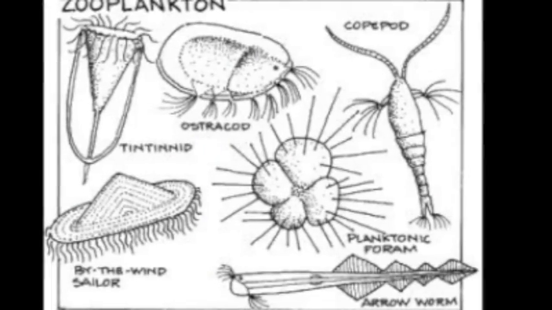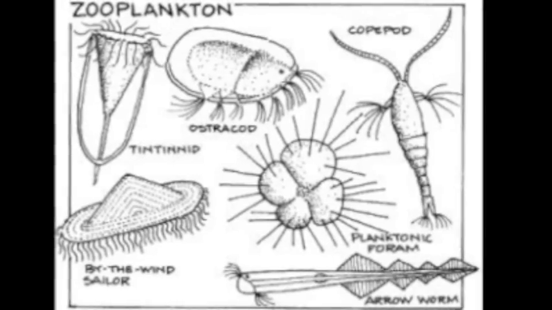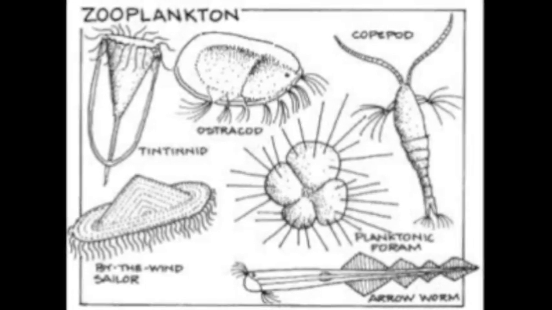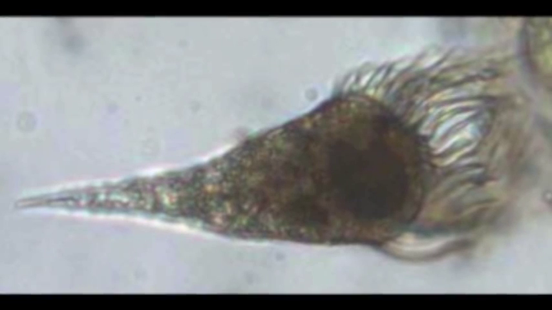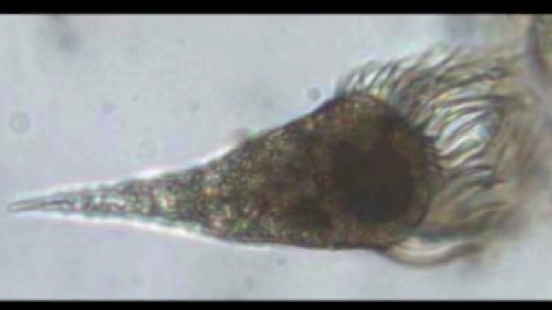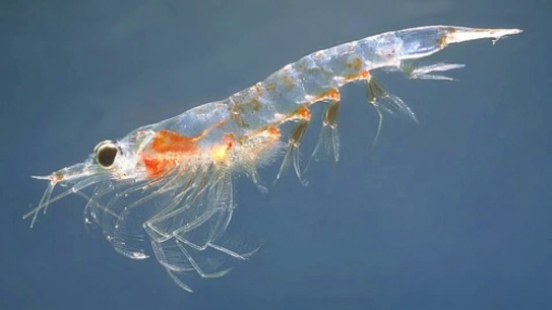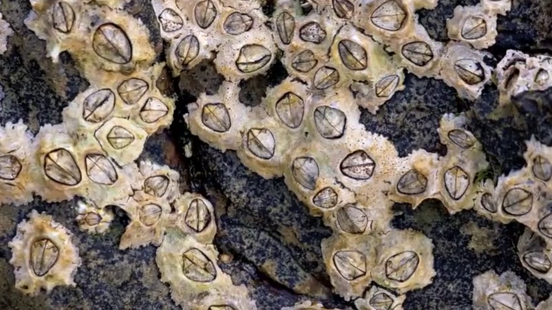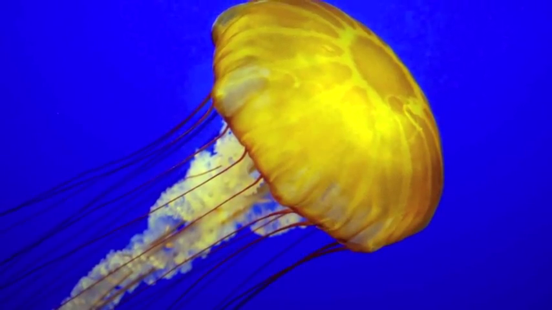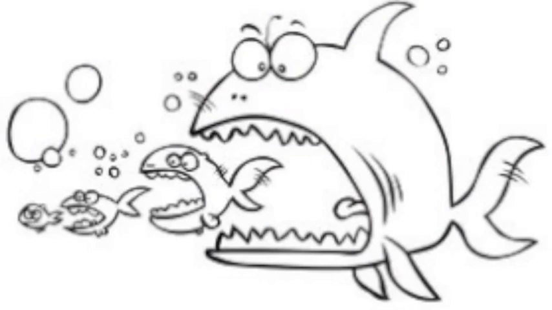The phytoplankton are eaten by the smallest floating animals, the zooplankton. They range in size from single-celled organisms to larger multi-celled organisms. Zooplankton include single-celled animals such as ciliates that never grow large, copepods, shrimp, and larval forms of barnacles, mollusks, fishes, and jellyfish, all of which grow to be much larger animals.